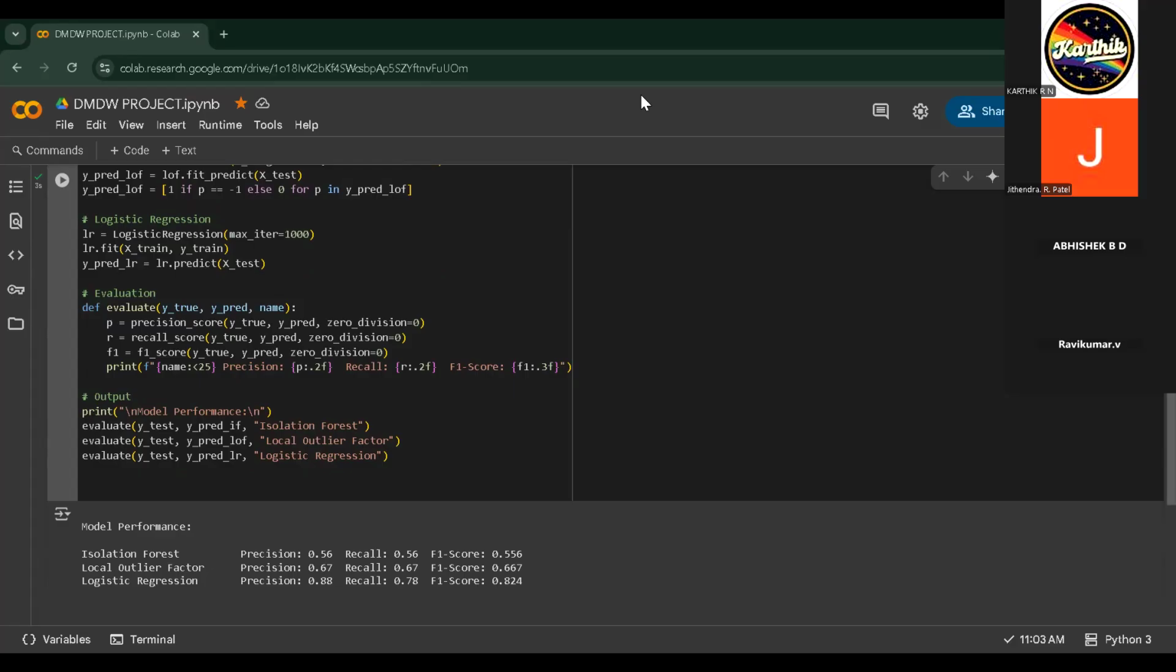and F1 score 0.556. Precision of local outlier factor is 0.67. Recall is also 0.67. F1 score is 0.667. And next, logistic regression precision is 0.88. Recall is 0.78. F1 score is 0.824.